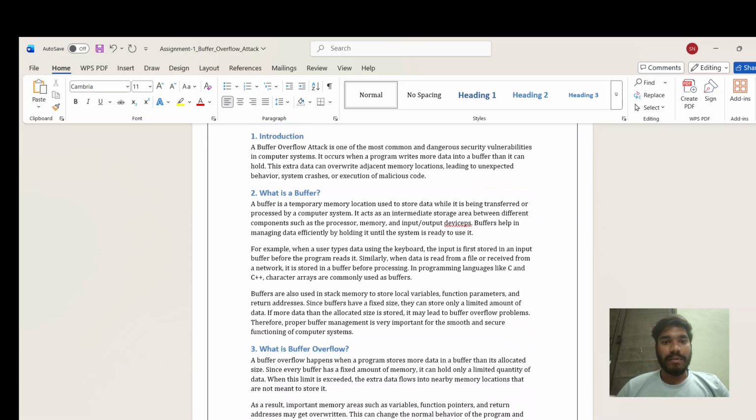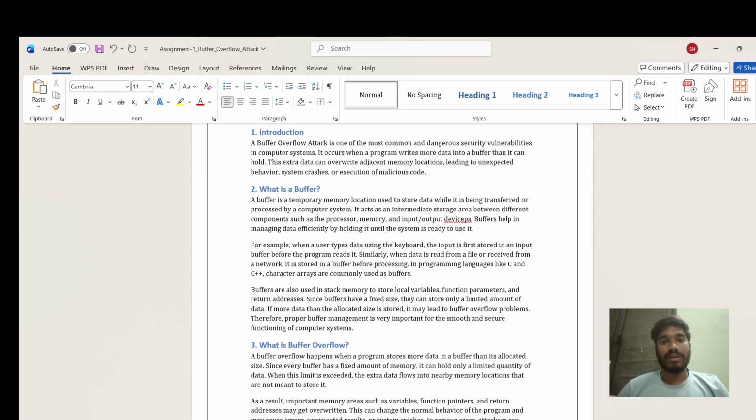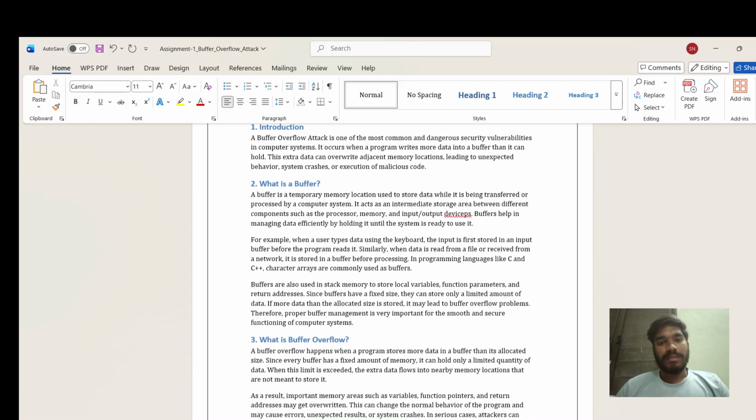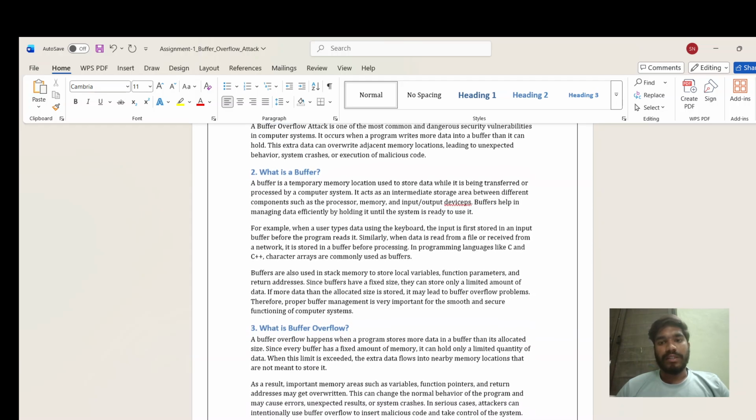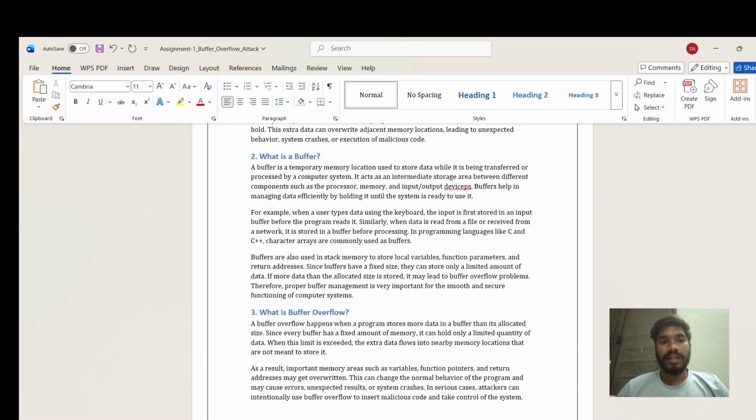So what is a buffer? A buffer is a temporary memory location used to store data while it is being transferred for processing by the computer system. It acts as an intermediate storage area between different components such as the processor, memory, input and output devices. A buffer helps in managing data efficiently by holding it until the system is ready to use it.